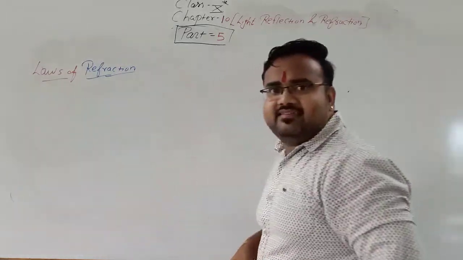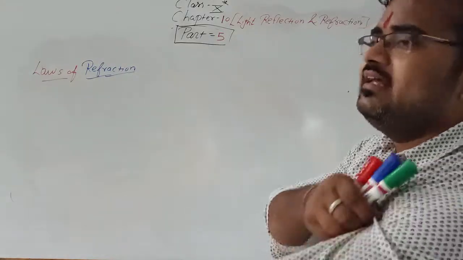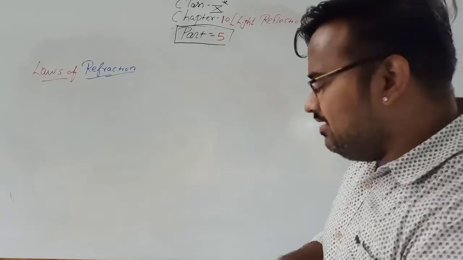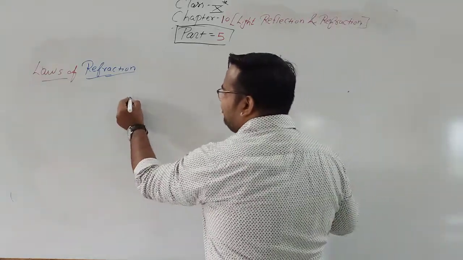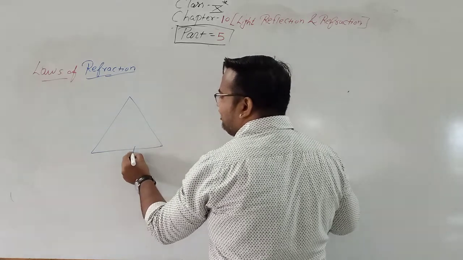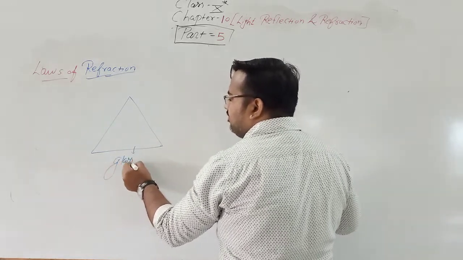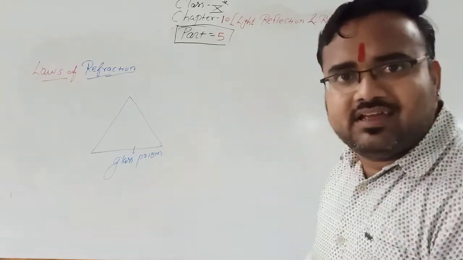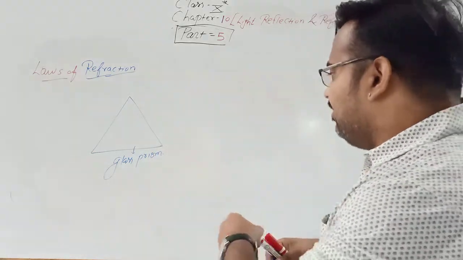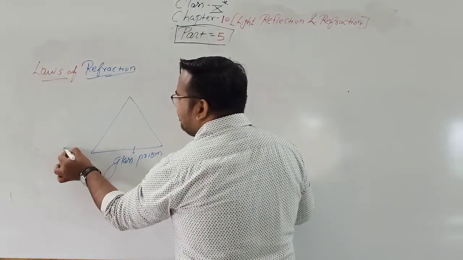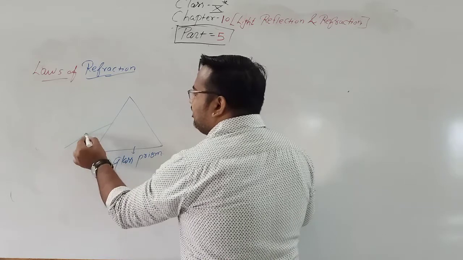Now I will take an example in which we can see the laws of refraction. The two laws of refraction we can see in this diagram. I am taking one glass prism. Clear? Now, suppose this is an incident ray.